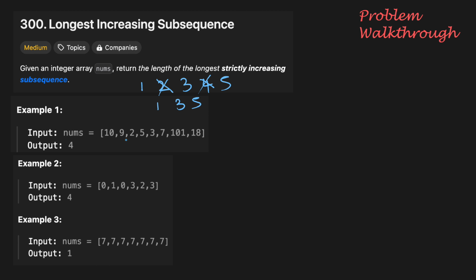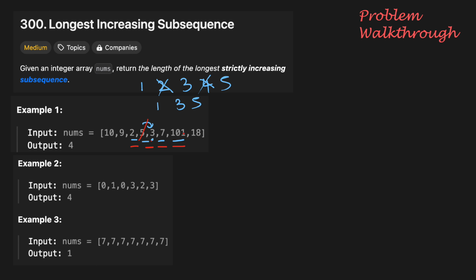Then in example 1, for the given nums array, one of the longest increasing subsequences can be 2, 5, 7, 101. So if we take 5, we cannot take 3 because the sequence must strictly increase. Elements cannot decrease or dip in an increasing sequence. Or we can skip 5 and take 3 instead, which is more than the previous element 2. And now the subsequence will be 2, 3, 7, 101.